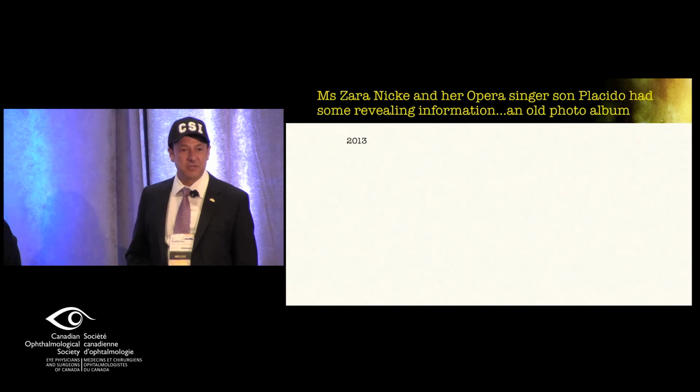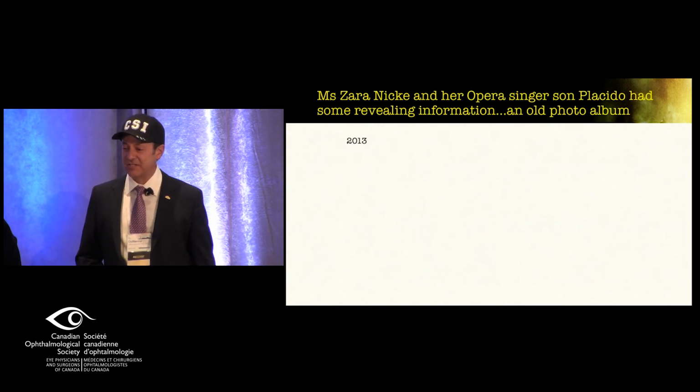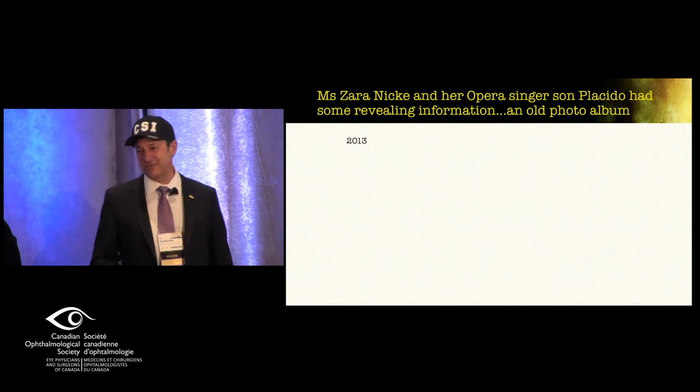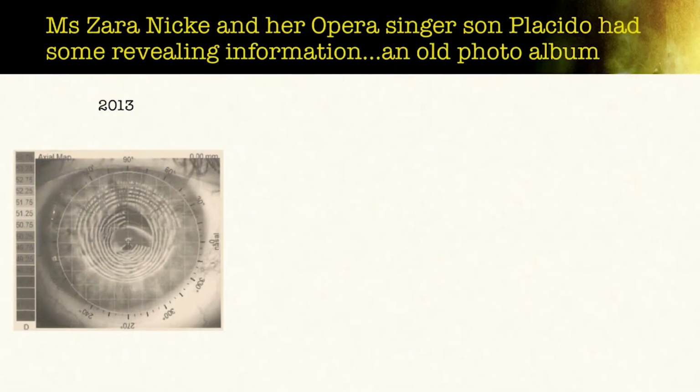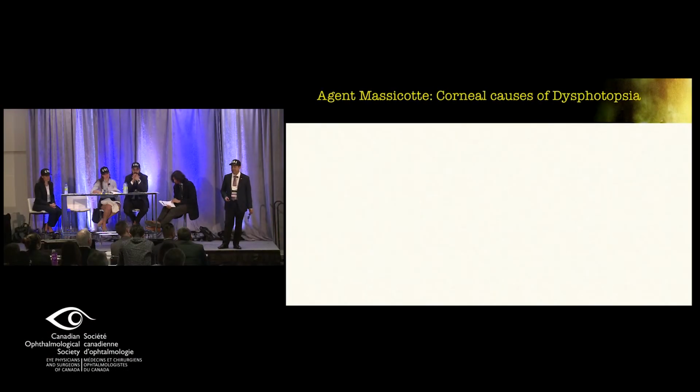And so we got Mrs. Zernicki and her opera singer son, Placido, like Domingo, and showed some revealing information. That looks like the topography you showed before. Yeah. So what do you think? Any comments there? There's a lot of distortion. Okay, so this is way before anything else had been done. So let's keep finding a little bit more.